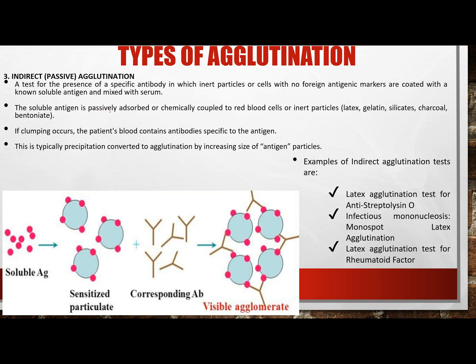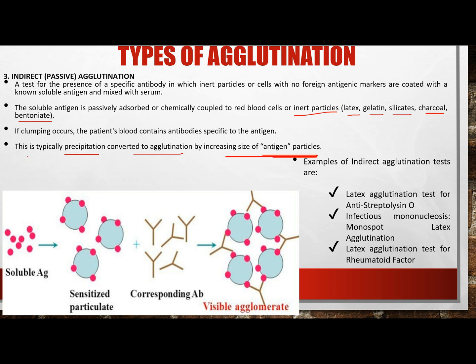The soluble antigen is passively absorbed or chemically coupled to red blood cells or inert particles such as latex, gelatin, silicate, charcoal, or bentonite. If clumping occurs, the patient's blood contains antibodies specific to the antigen. This is typically precipitation converted to agglutination by increasing the size of antigen particles.